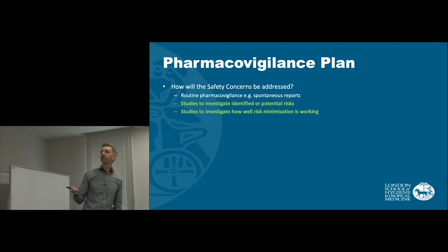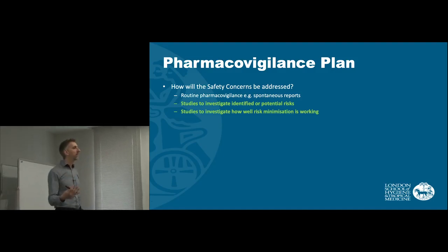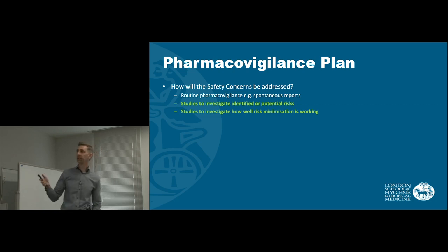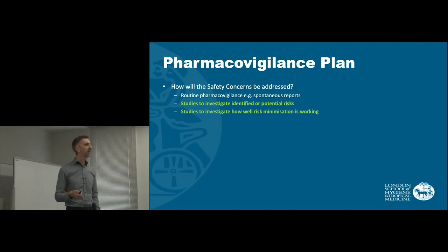It's also important if we've got risks that we know about and we want to try to minimize those risks. So a really good example would be if we know that a treatment could cause a birth defect, then we may have a pregnancy prevention plan for that drug. So it would be really important to know how well is that plan working. So it would be then a study to investigate that risk minimization.